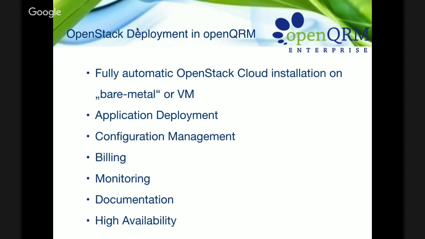In OpenQRM, a fully automatic OpenStack Cloud installation on bare metal or on virtual machines is available. This is based on customized Puppet recipes where you can add configuration parameters in the OpenQRM UI for how you would like to have OpenStack deployed in the infrastructure. This is made on behalf of the application deployment abstraction layer in OpenQRM. So we have different types of configuration management systems, such as Puppet and also Ansible.